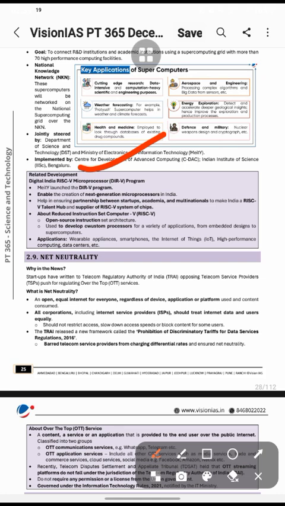Net neutrality: TRAI is working for the telecom service providers on an open, equal internet for everyone, regardless of device, application or platform. Internet service providers should treat internet data and users equally, with a prohibition on discriminatory tariffs and data services. So if a telecom provider charges different rates, that violates net neutrality.